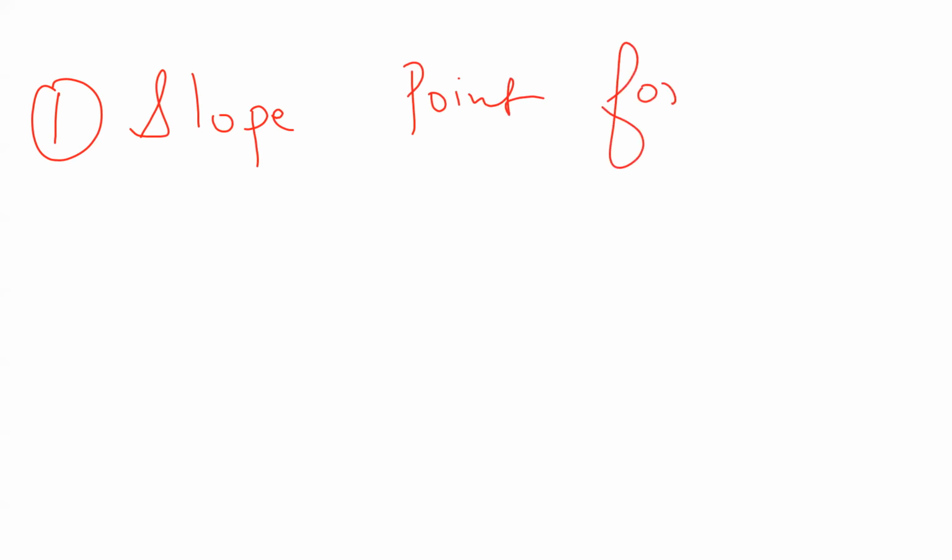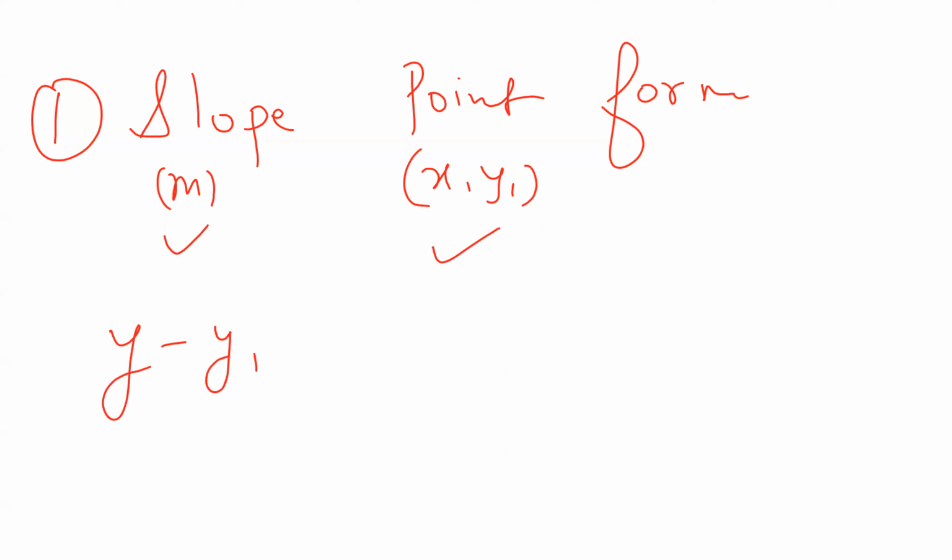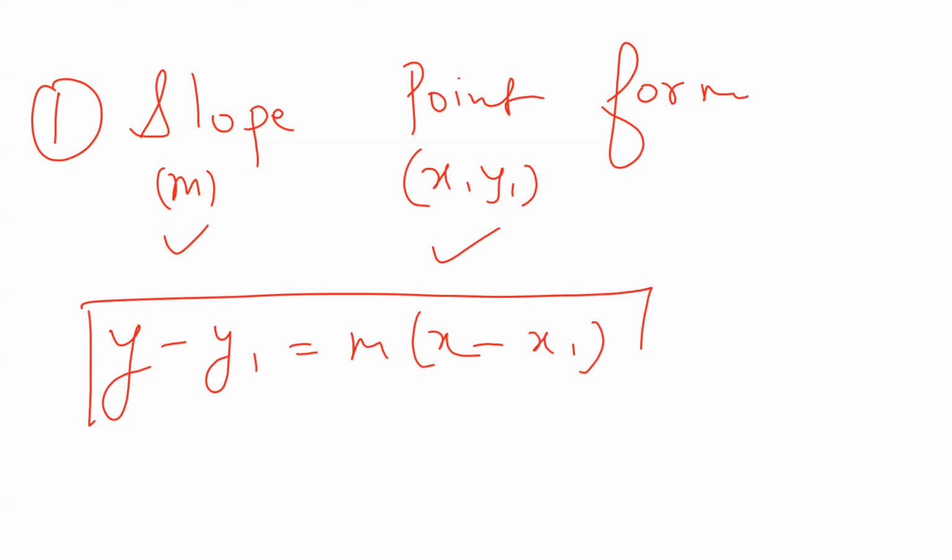Suppose we have a line whose slope m is known to us. And we have a point on that particular line that is x1, y1. So x1, y1 is any known point on the line. So we can find out the equation of the line using slope point form. That is y minus y1 equals m into x minus x1. So this is the format of a line in slope point form.